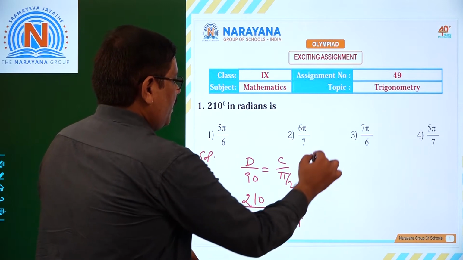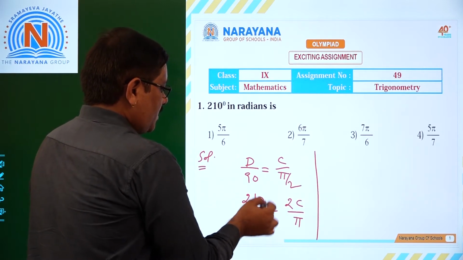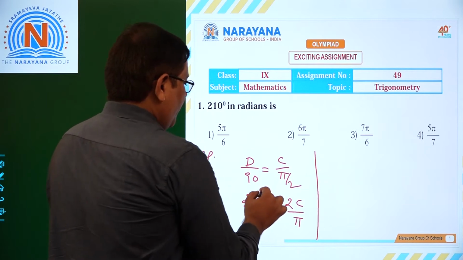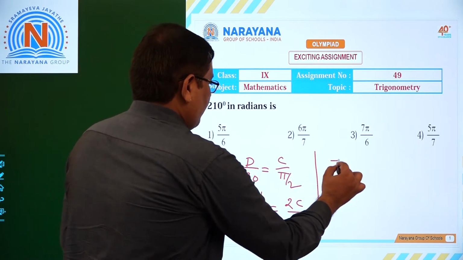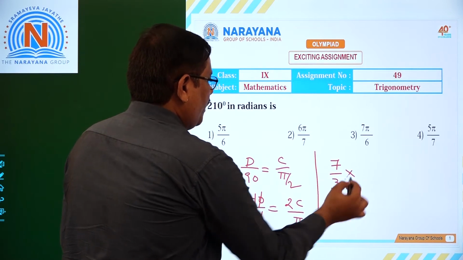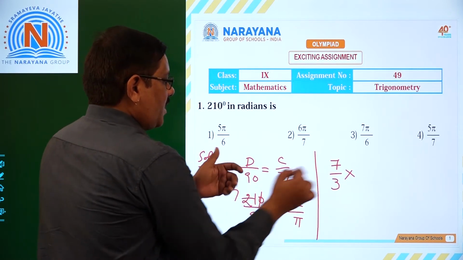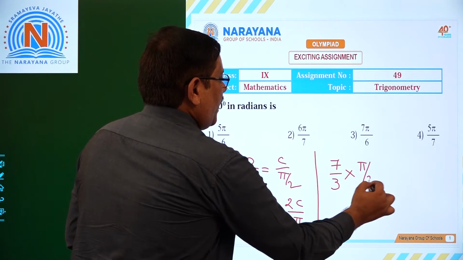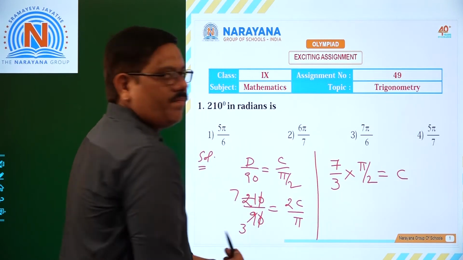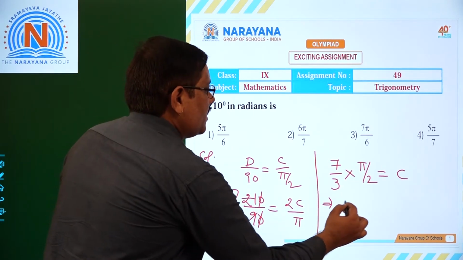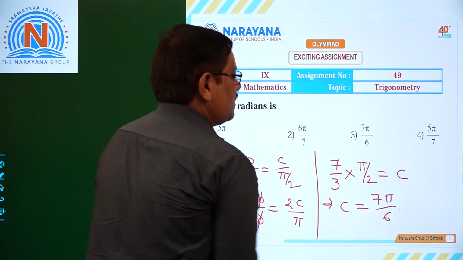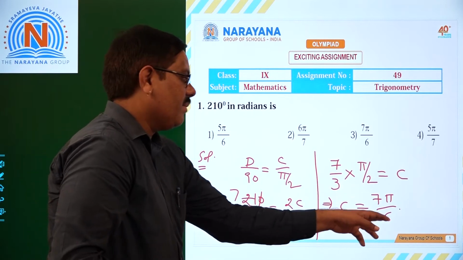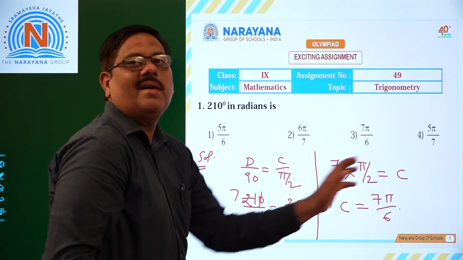See here, the zeros cancel. What is the resultant answer here? We have 3 times and 7 times. So 7 by 3 into 2 by pi, if you transpose to the other side it will become pi by 2. That is going to be C. Otherwise C is equal to 7 pi by 6. C means circular measure, 7 pi by 6. So that resultant will be in radians.